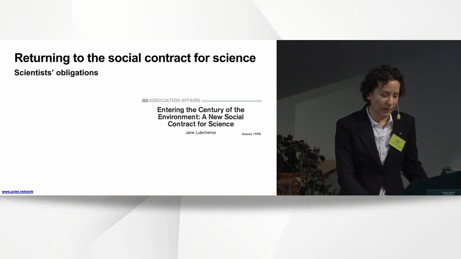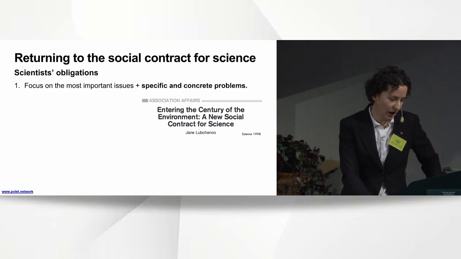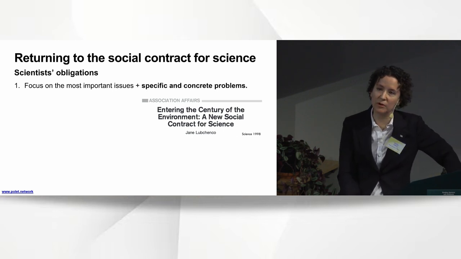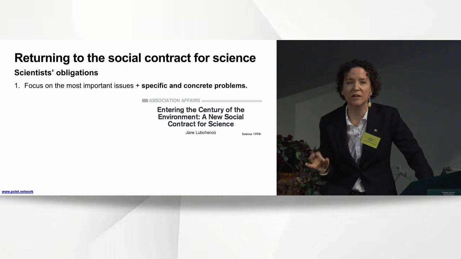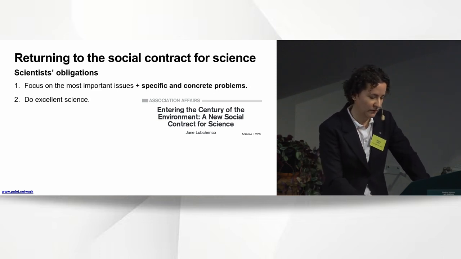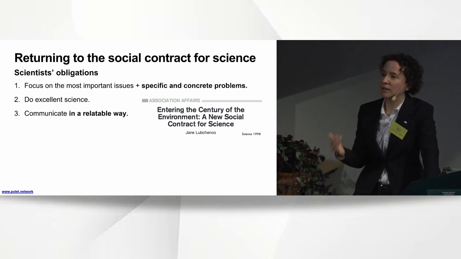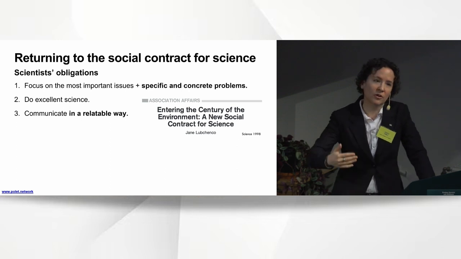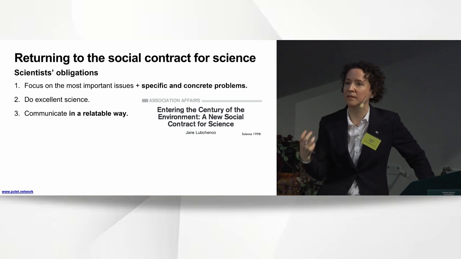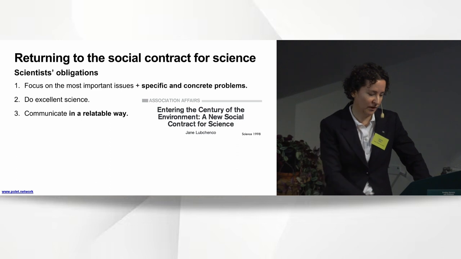So I want to conclude by returning to this social contract for science. I think we have several obligations as scientists. One is to focus on the most important problems, but make them specific and concrete enough so that they're relatable within policy arenas. The second is do excellent science, of course. The third is communicate in a relatable way. So we shouldn't only just communicate our findings widely, but we need to make them relatable to the policy problems and policy issues which policymakers are facing.